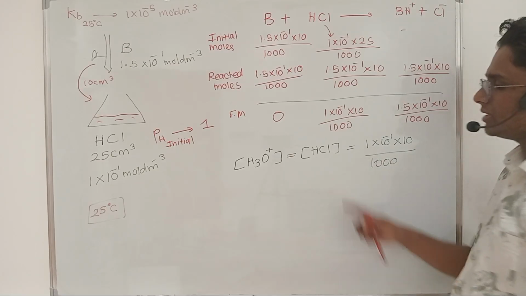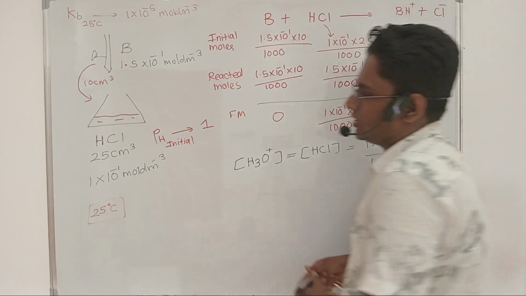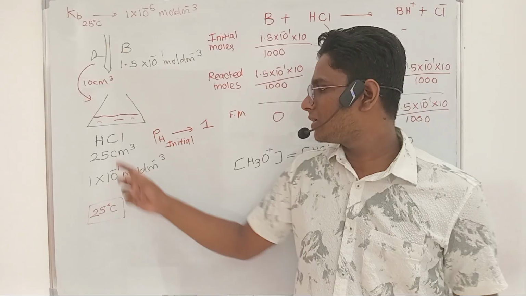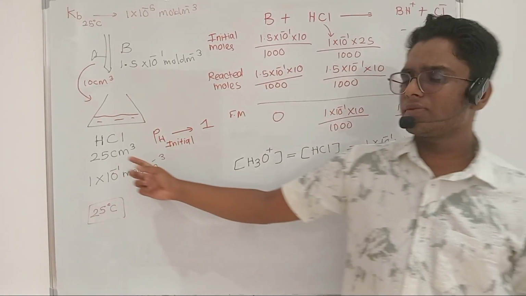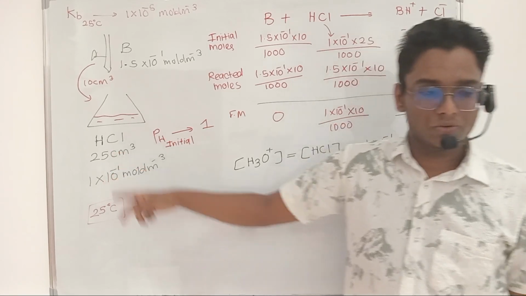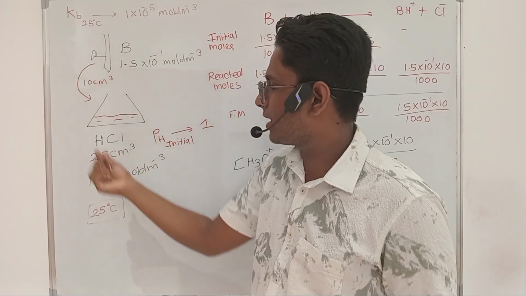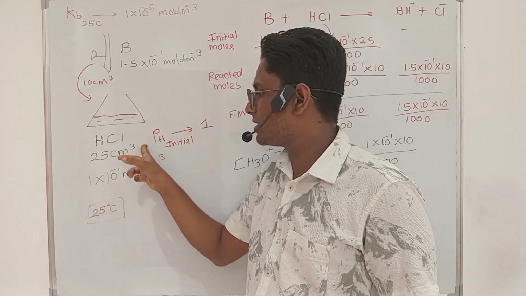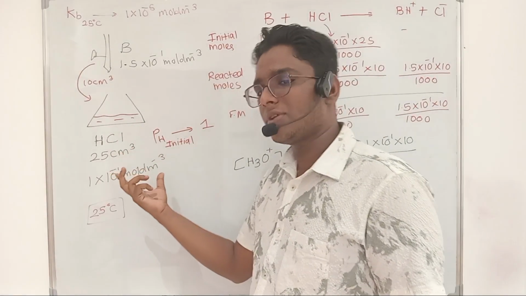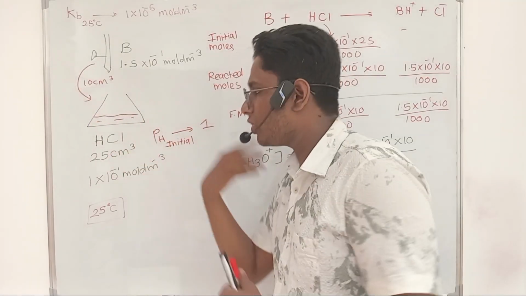So how can you find the concentration? You have to divide by the volume. What is the volume of the solution now? Is it 25 centimeter cube? What is the volume of the HCl solution? No, it's 35. The reason is, you're adding 10 centimeter cube of base, and initially there was 25 centimeter cube of HCl. Now the total volume of the solution has become 35 centimeter cube, that is 25 plus 10.